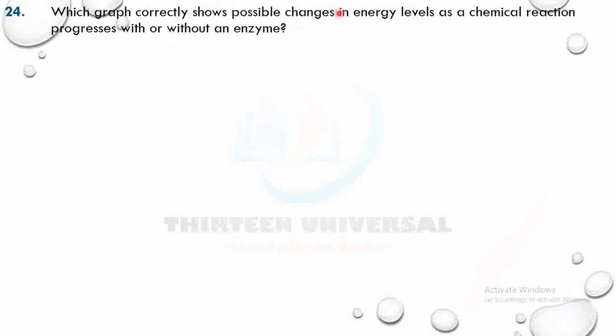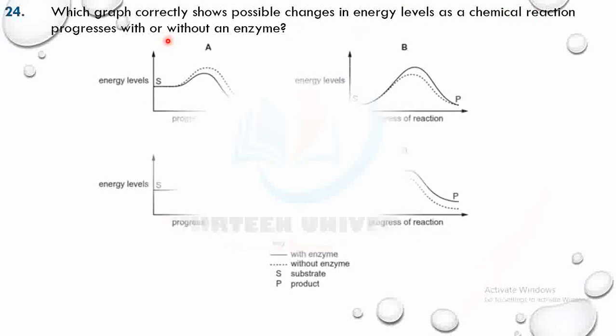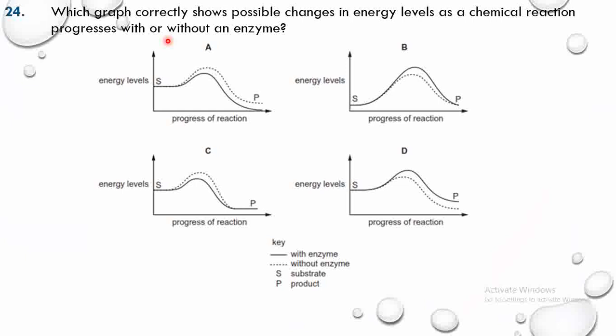Which graph correctly shows possible changes in energy levels as a chemical reaction progresses with or without enzyme? With or without enzyme, right? Remember that the key says the thick line is with enzyme. The dotted line is without the enzyme. So pause the video and check it.